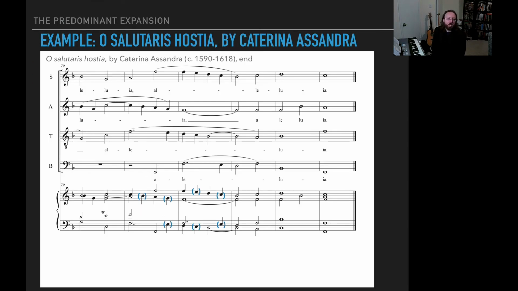All right. So let's take a look at an example of how some of this would be accomplished in a piece. So the ending of Caterina Assandra's O Salutaris Hostia. She was an active composer at the end of the Renaissance into the beginning of the Baroque, active in Italy, and she was a nun in a convent and wrote music for sacred use therein.